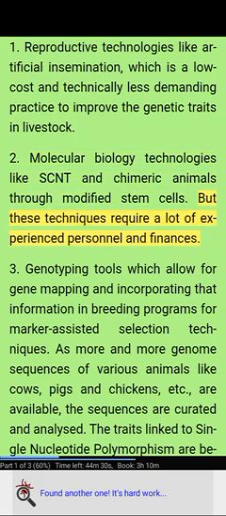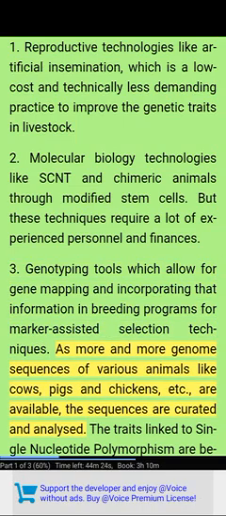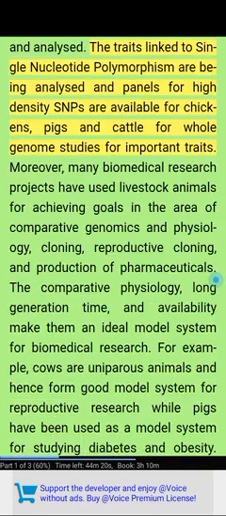But these techniques require a lot of experienced personnel and finances. 3. Genotyping tools, which allow for gene mapping and incorporating that information in breeding programs for marker-assisted selection techniques. As more and more genome sequences of various animals like cows, pigs, and chickens are available, the sequences are curated and analyzed. The traits linked to single nucleotide polymorphisms are being analyzed, and panels for high-density SNPs are available for chickens, pigs, and cattle for whole genome studies for important traits.